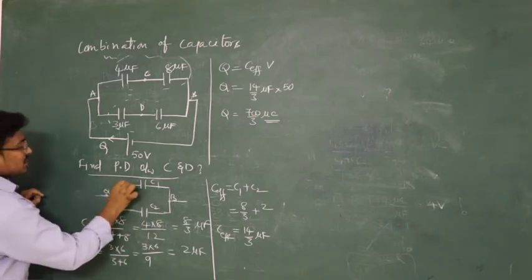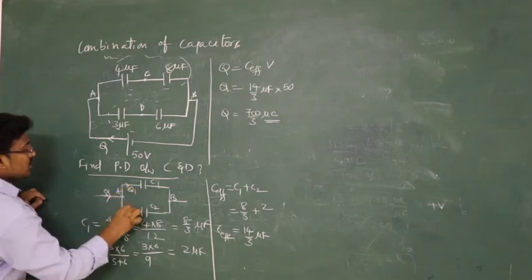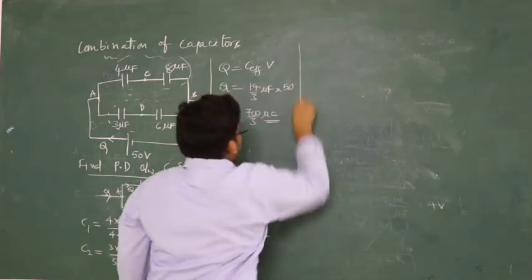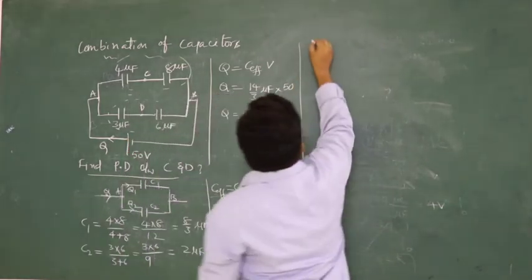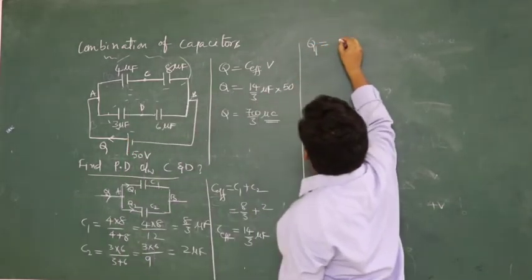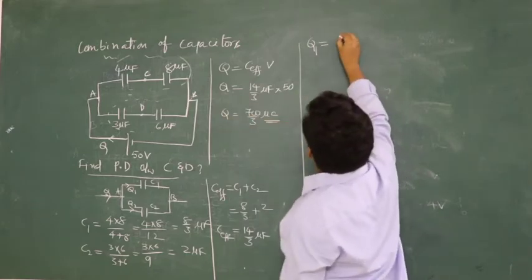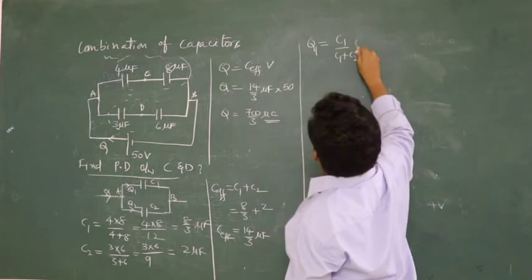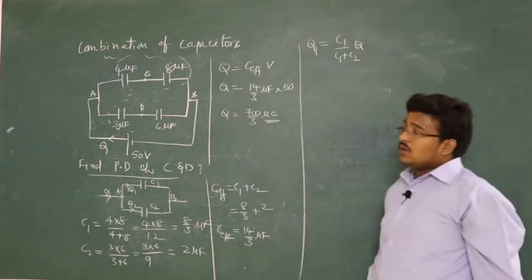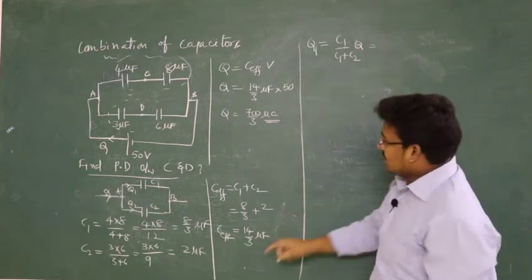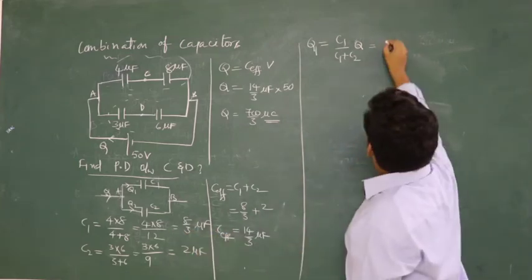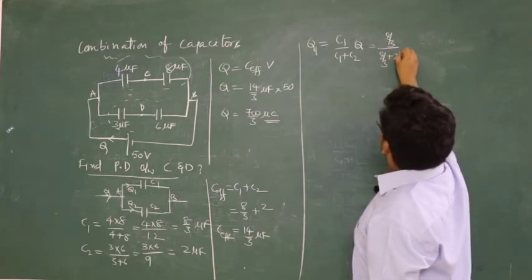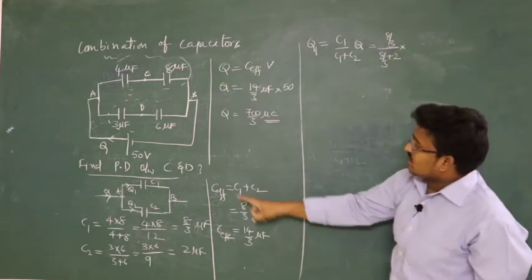Means if Q is coming, now I would like to find this is Q1, this is Q2. And I gave in earlier the formula for Q1. So what is the formula for Q1? Q1 is equal to, in parallel, C1 by C1 plus C2 into the total charge Q. Now C1 is how much we got? 8 by 3. So 8 by 3 by 8 by 3 plus 2 into total charge how much we got?